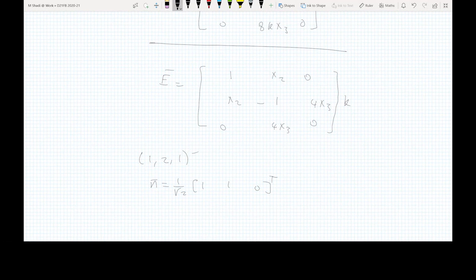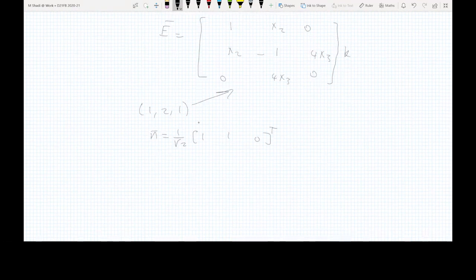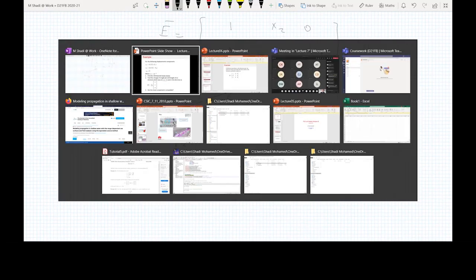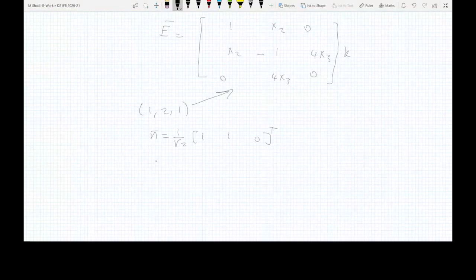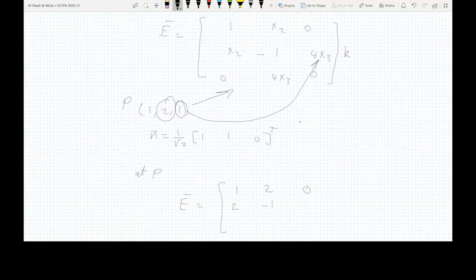I'll just substitute the value in here. So at this specific point, the strain tensor is going to be, so I'm going to call it, what is the name of this point? It doesn't have any name, so I'm just going to call it point P. So at P, we have the strain tensor. 1 is constant, is not changing. X2, this is the value of X2. So I'm just going to replace X2 with the value of X2. So this is 2. 0 is not changing, it's staying as a 0. X2, again, is 2. And then minus 1 is a constant, is not going to change. And for X3, this is the value of X3. I'm going to insert it in there.